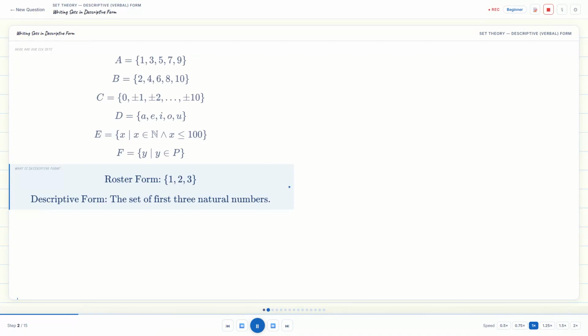When we list things inside curly brackets, that is called roster form. But when we use a nice sentence to tell what is inside, that is called descriptive form. Let's learn how to do this for each set.